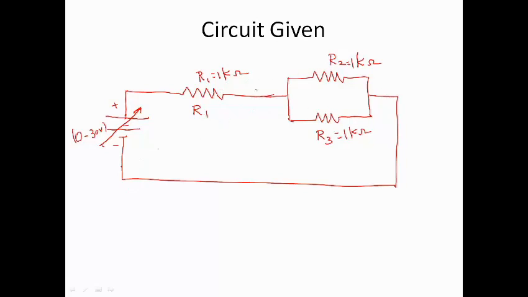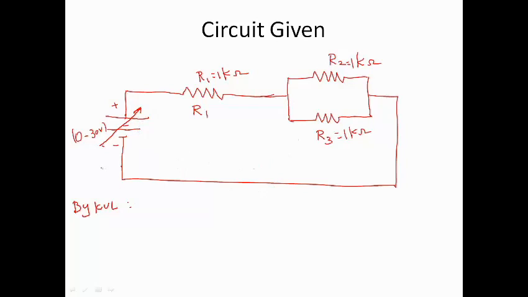So first let me recollect the theorems. By KVL, what does KVL state? The sum of potential drops is equal to the sum of potential rises in a closed circuit, or the algebraic sum of potential rises and potential drops will add up to 0 in a closed circuit.